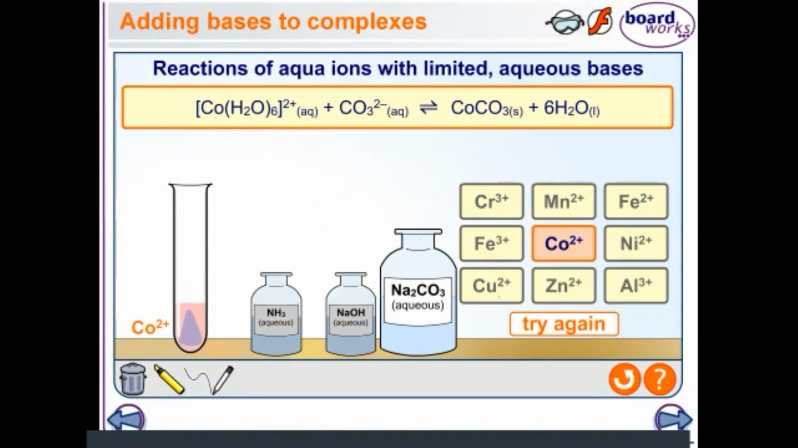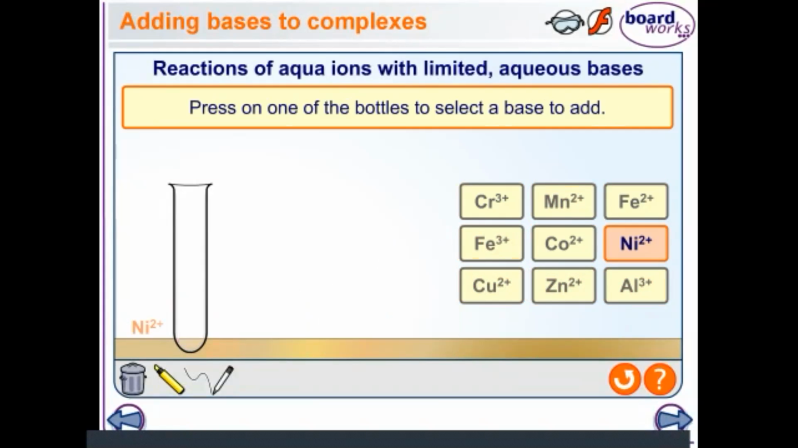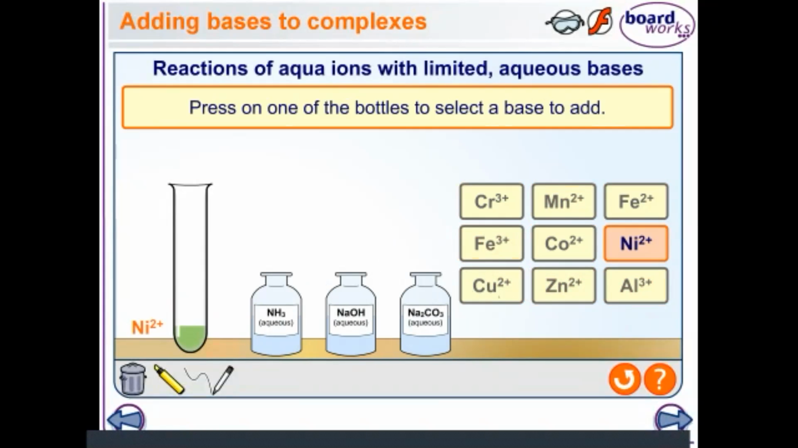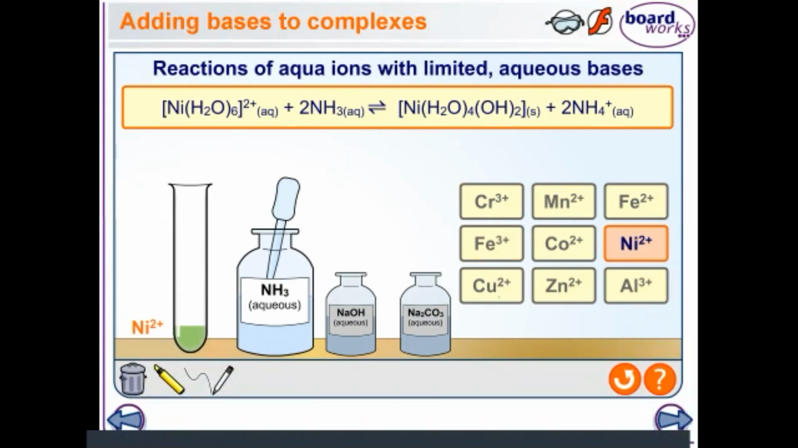Okay, again, in this case, the carbonate ion displaces the water molecule to form cobalt carbonate, and there is no presence of carbon dioxide. Okay, let's look at nickel 2 plus. So nickel 2 plus with ammonia will form nickel hydroxide, with this color of its precipitate.